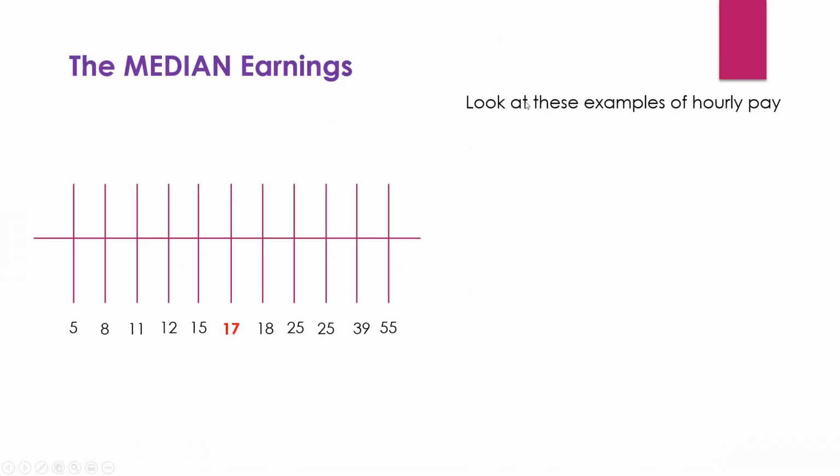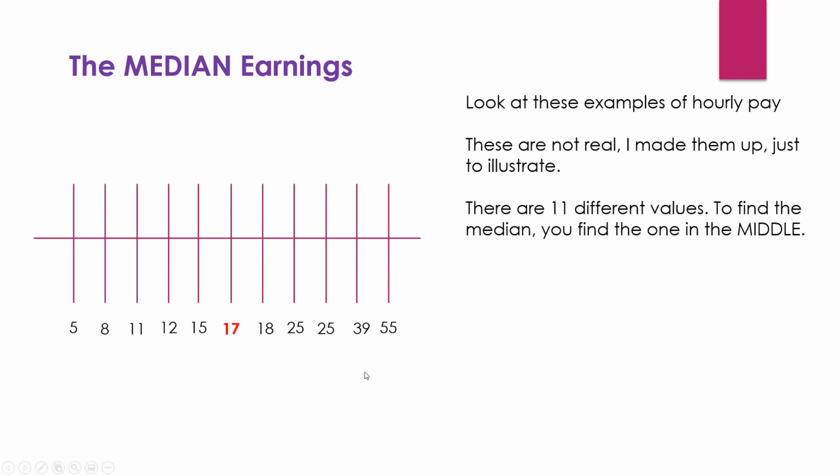Okay, so median earnings. Look at these examples of hourly pay. I just came up with some numbers. These are not real, but I just made them up just to illustrate my point here. There are 11 different values ranging from $5 an hour all the way up to $55 an hour. That's a huge range, right? To find the median, you need to find the one in the middle. So we are going to eliminate the 5 lowest and the 5 highest, and we've got 17. This is not the 17.74 that they came up with. I just want to show you how you do median. So with these numbers, the median number is 17.